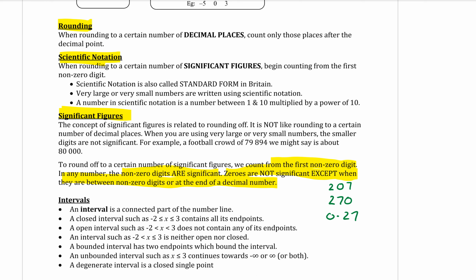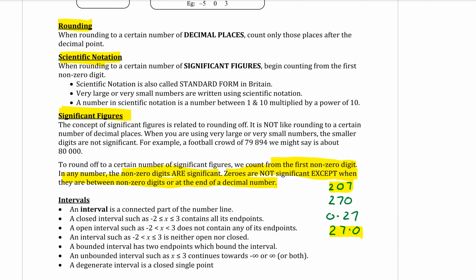Okay, it is only significant when it's between, the other one was, or at the end of a decimal number, which is like this, a 27.0. When it's at the end of a decimal, after a decimal point, it is always going to be significant. So this case and this case is when the zeros are significant. The other times it is not significant. Okay?